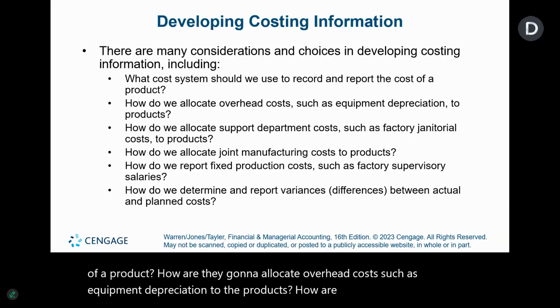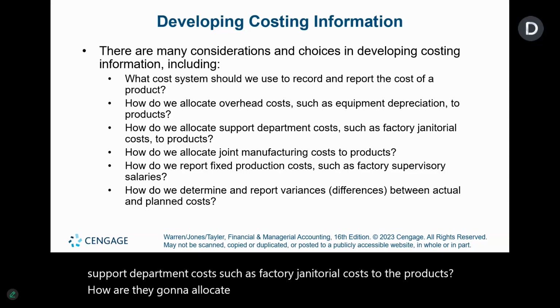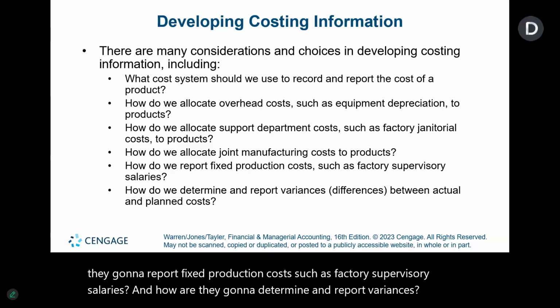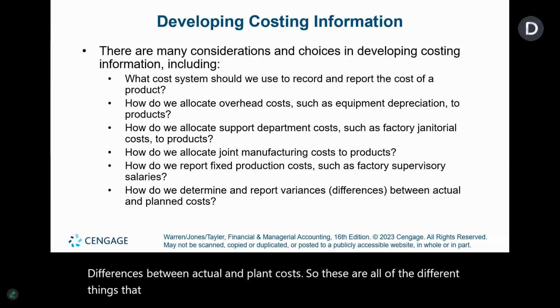How are they going to allocate support department costs, such as factory janitorial costs, to the products? How are they going to allocate joint manufacturing costs to products? How are they going to report fixed production costs, such as factory supervisory salaries? And how are they going to determine and report variances, differences between actual and planned costs? So these are all of the different things that essentially go into play.